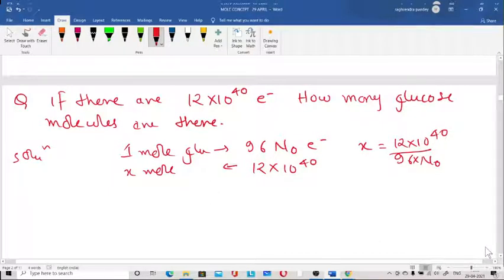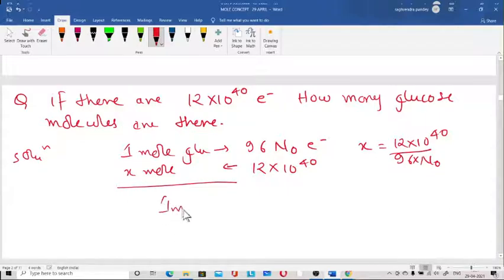10 raised to 40 divided by... here I'm not getting what you are saying. Number of molecules you can find. Okay, you can do that. So one molecule, one mole also you can do, like me.